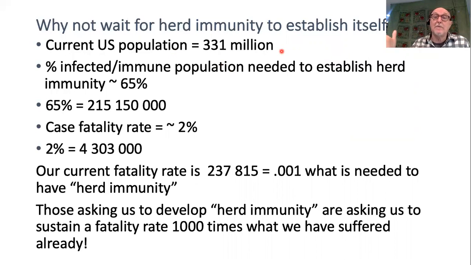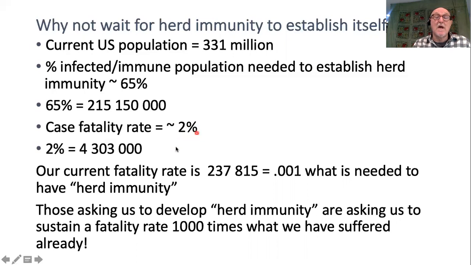You can work out how many people you need to be immune to achieve herd immunity. It depends on lots of things, but you can work it out. And for COVID-19, we would need around about 65%. Some people put it higher, but let's just be generous and take the lower estimate and say, okay, we need 65% of the population to be immune to the disease, to establish herd immunity, at which point we would see the epidemic die. Fine. So 65% of the population is 215,150,000. The case fatality rate is about 2%.